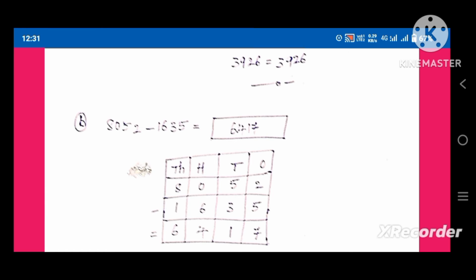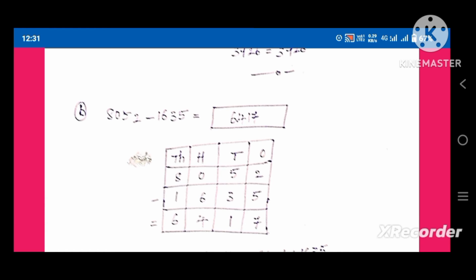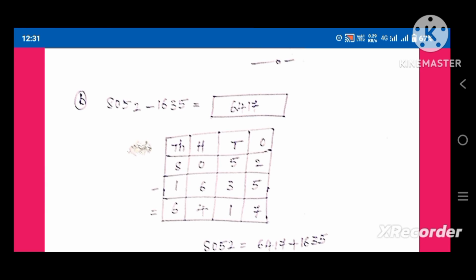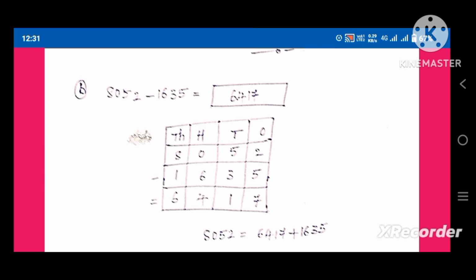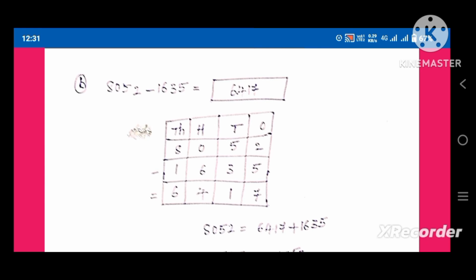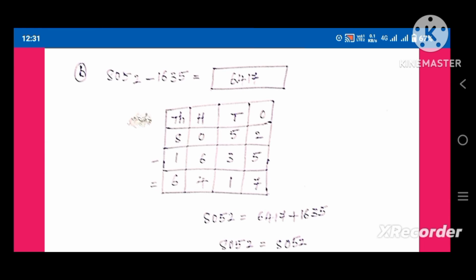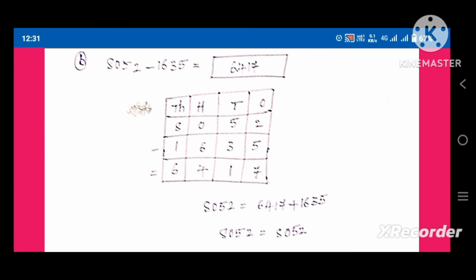B. 8052 minus 1635 is equal to 6417. We put the digits in a place value table and subtract it. Then we get the answer 6417, and then we verify like this.